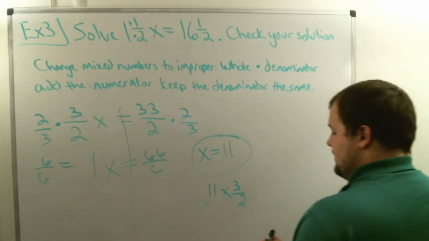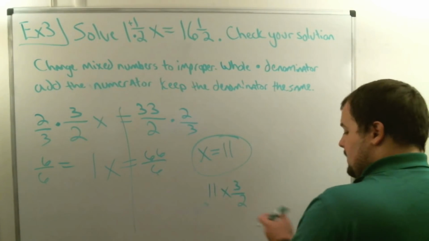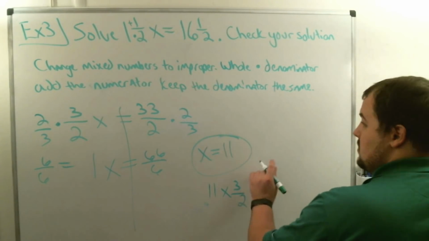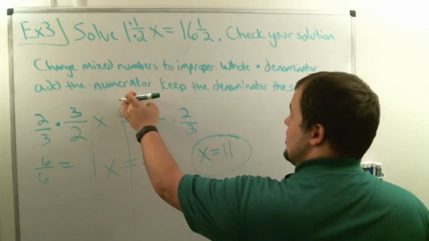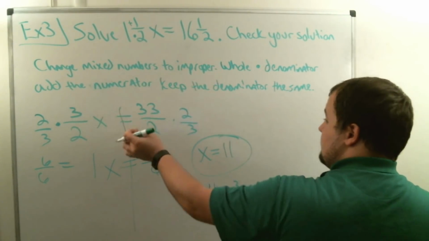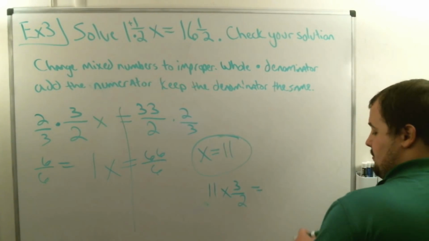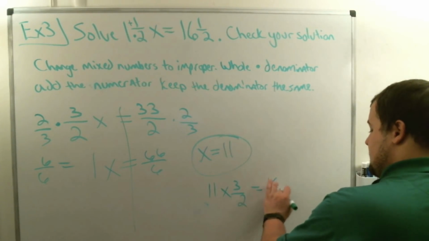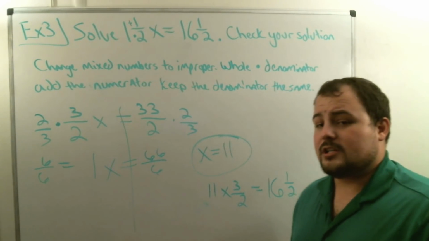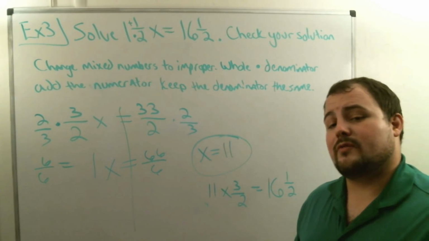So 3 halves times 11. 11 times 3, that's 33. And 33 divided by 2 is 16.5. So we'd have 33 over 2, which is what we got right here when we changed this from a mixed number to improper. And 11 times 3 is 33 over 2. So we would know that this is, in fact, 16.5. So 11 is correct. We're going to go ahead and do another problem just like this one, dealing with mixed numbers, changing them to improper, and then solving that problem.